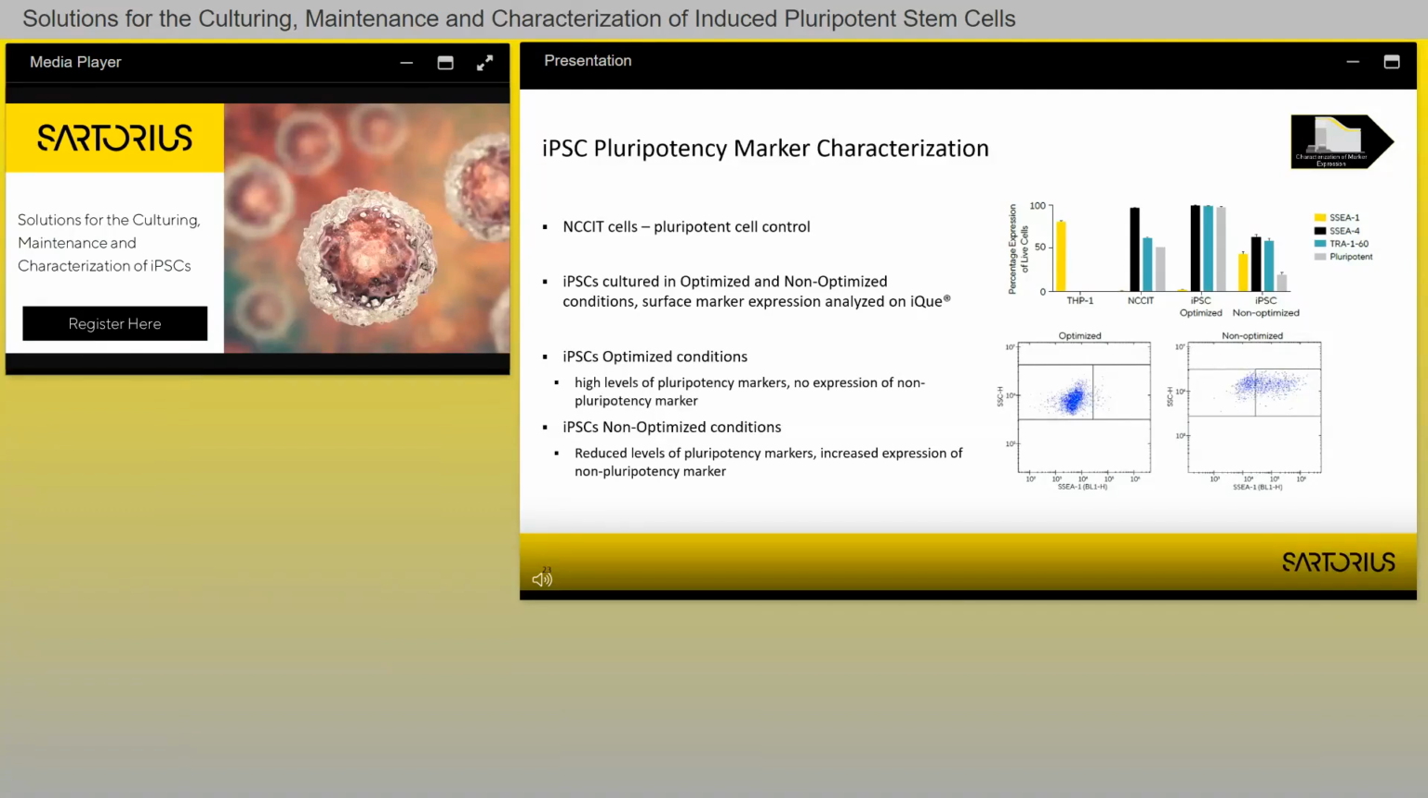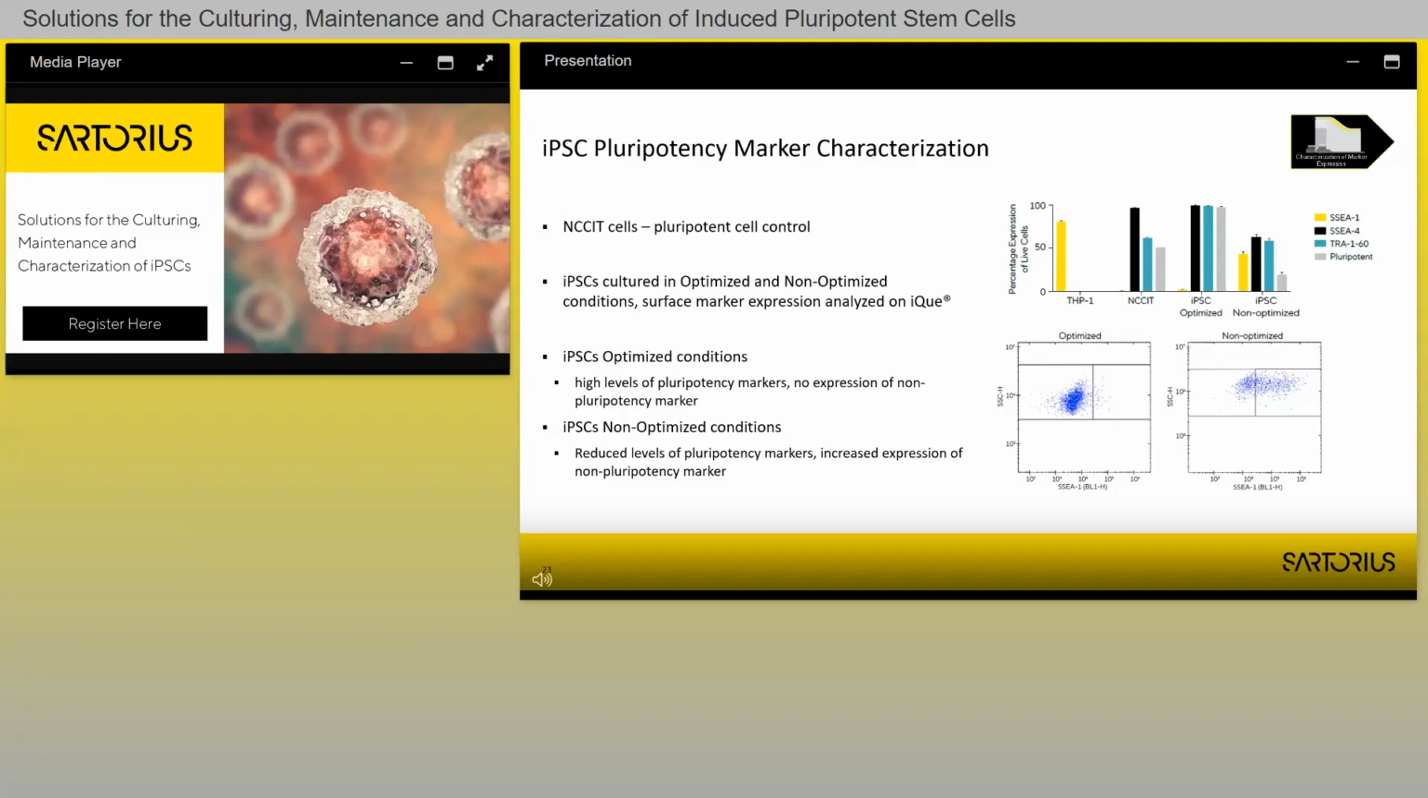We have the same control in the THP1s as our normal controls, but we also have NCCI T cells, which act as a pluripotent cell control, so they express pluripotent markers and do not express the non-pluripotency marker SSEA1. So what we've got here are iPSCs cultured in optimized and non-optimized conditions, and then surface marker expression analyzed on the iQue.